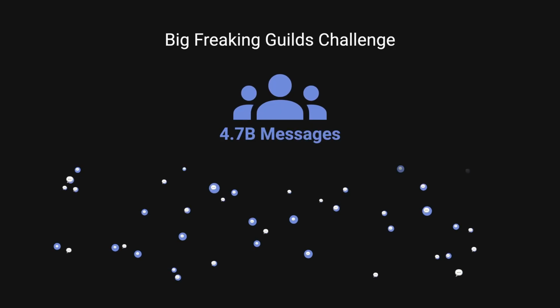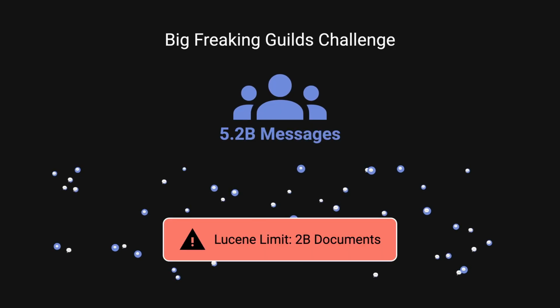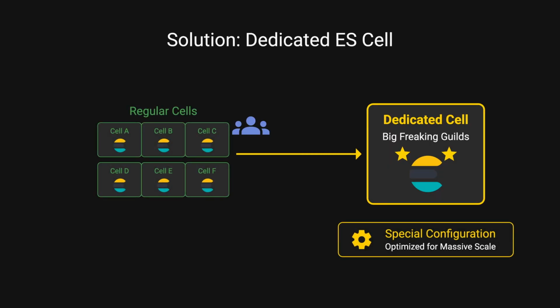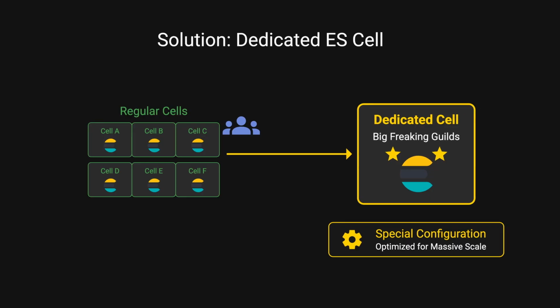For the special case of what they called the big freaking guild, Discord servers with billions of messages, they created a dedicated Elasticsearch cell with special configuration. These massive servers receive indices with multiple primary shards, distributing data across multiple nodes in the cluster. This allowed Discord to handle their servers beyond Lucene's 2 billion document limit.